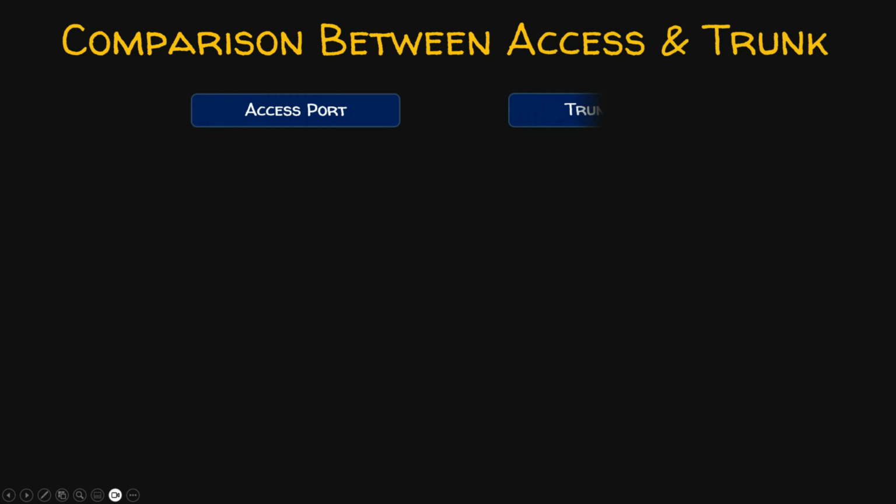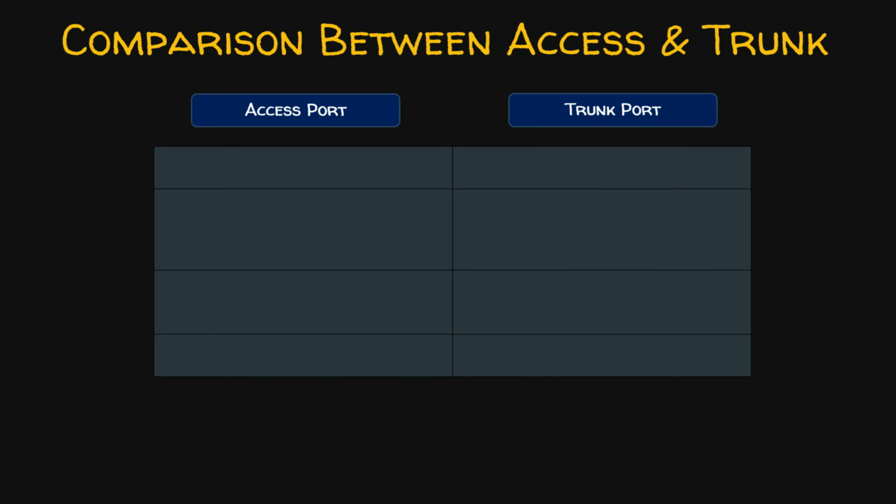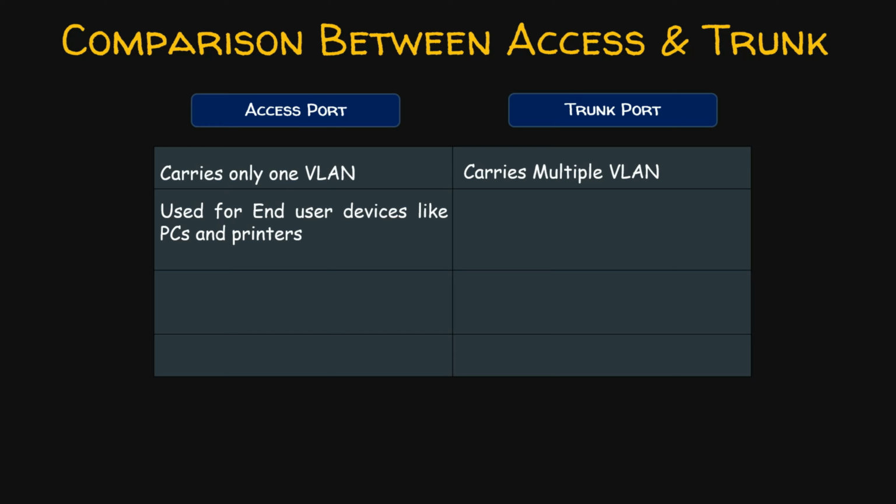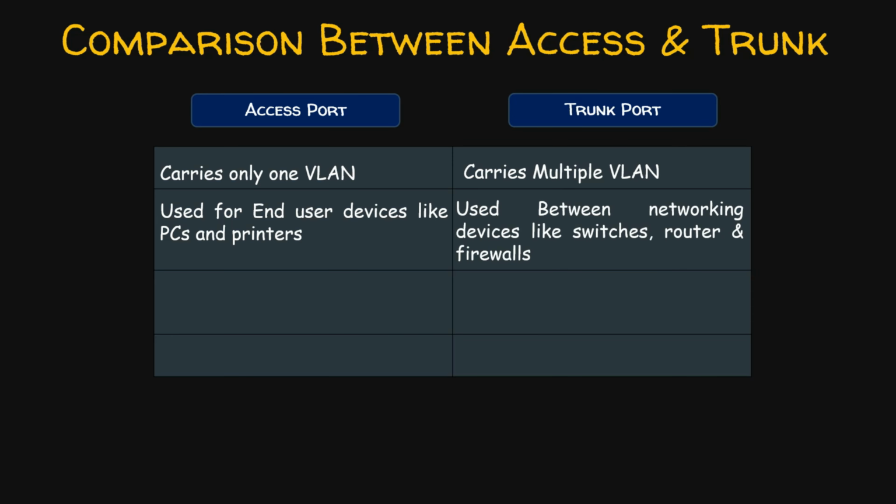Now let's do a comparison between the access and trunk port. On the left side you can see the access port specification and on the right side you can see the trunk port specification. Point number 1, the access port carries only one VLAN, but the trunk port carries multiple VLANs. Point number 2, the access port is used for end user devices like PCs, printers, laptops, CCTV cameras, etc. But the trunk port is used between networking devices like switches, routers and firewalls. Point number 3, in the access port the frames are untagged. On the other hand, in the trunk port frames are tagged using IEEE 802.1Q.